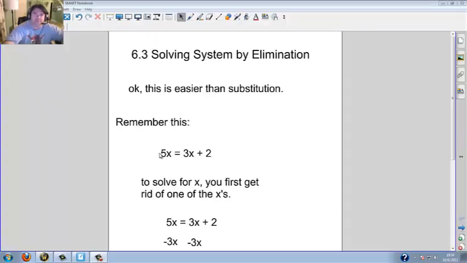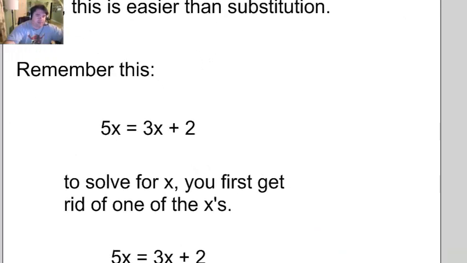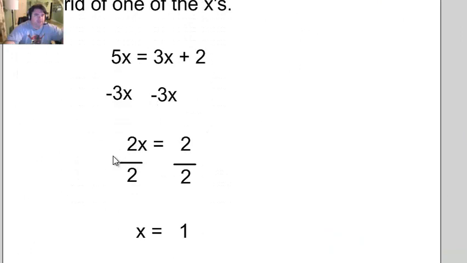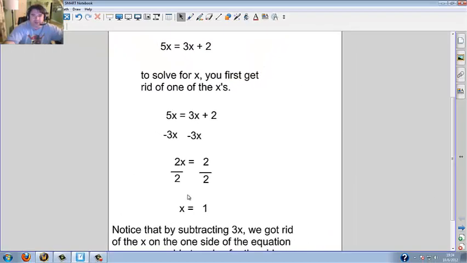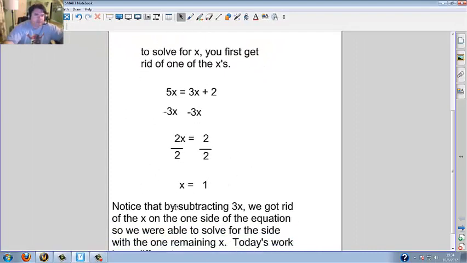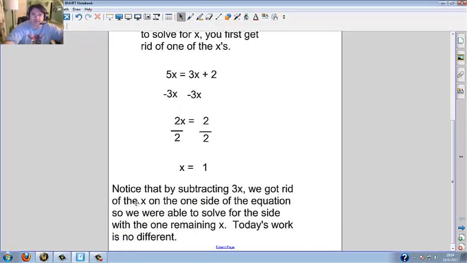Now remember this, 5x equals 3x plus 2. If you remember, we first want to get rid of the 3x. So instead of plus 3x, we minus 3x. Minus 3x to one side, minus to the other. Take a look, you're left with 2x equals 2. Divide by 2, divide by 2, x equals 1. Notice that by subtracting 3x, we got rid of the x on the one side of the equation, so we were able to solve for the side with the remaining x. Today's work is no different.